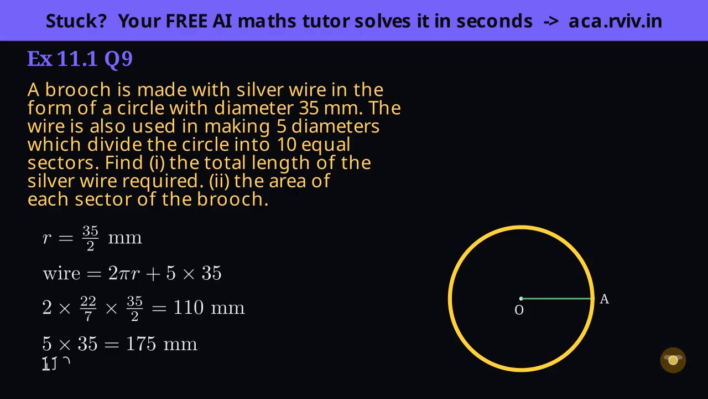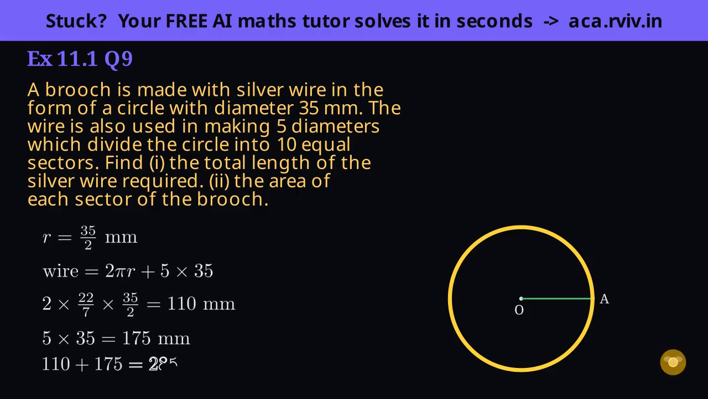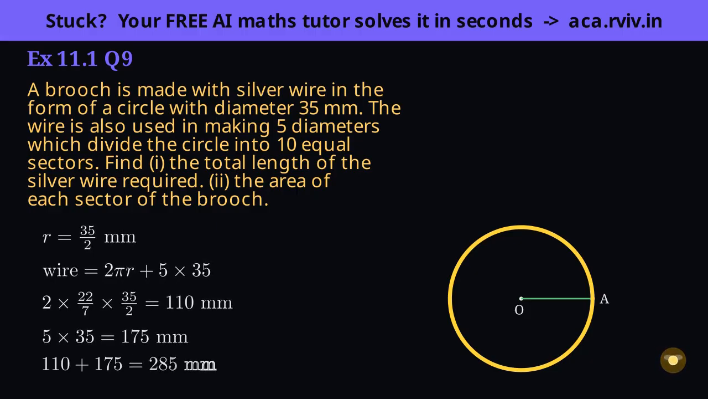Add the curved rim and the straight bars. 110 plus 175 is 285 mm of wire in all.